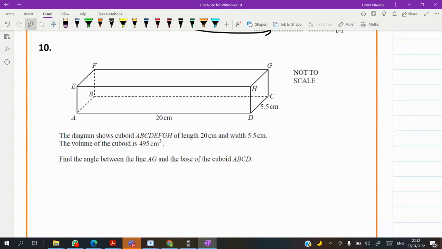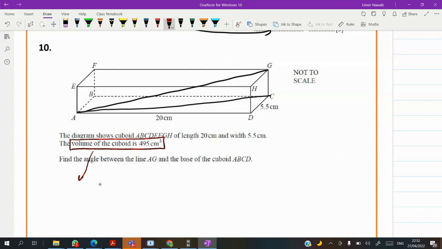Next, we want to find the angle between AG and the base. So did he provide us the height? No, he didn't tell us what the height is. Volume is given, so this will help us to find the height of the cuboid. So volume 495 is equal to 20 times 5.5 times height. This is my length, this is my width, and I want to find the height.